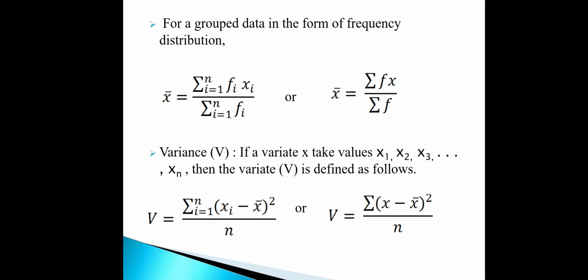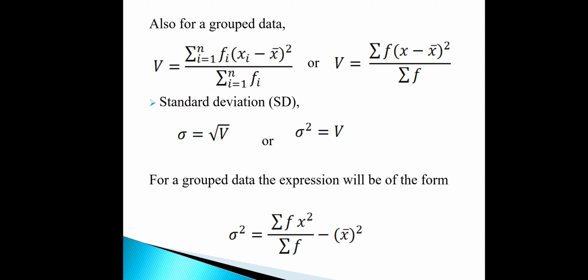Variance v: if variate x takes values x1, x2, x3 up to xn, then the variance v is defined as v equal to summation of (x minus x bar) whole square divided by n. All these you have already studied. Next, again for grouped data, variance is defined using the formula summation of f times (x minus x bar) whole square divided by summation of f. Standard deviation is the square root of your variance, that is sigma equal to square root of v, or else you write sigma square is v.